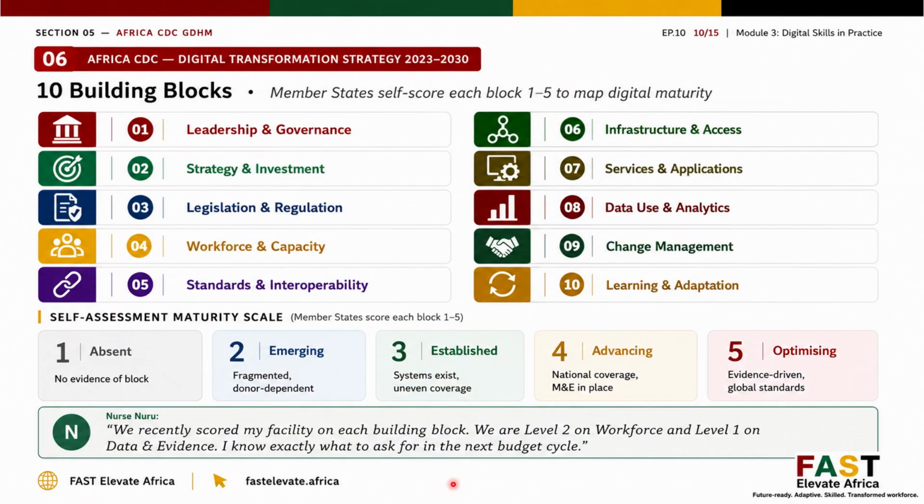Africa CDC Digital Transformation Strategy 2023 to 2030. Finally, Nuru discovers the Africa CDC Digital Health Maturity Model. It helps countries and health facilities measure progress across 10 building blocks, which include leadership and governance, strategy and investment, legislation and regulation, workforce and capacity, standards and interoperability, infrastructure and access, services and applications, data use and analytics, change management, learning and adaptation. You realize that most of these map onto the WHO's Global Digital Health Monitor.